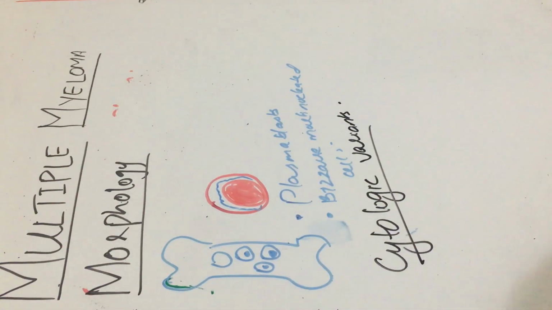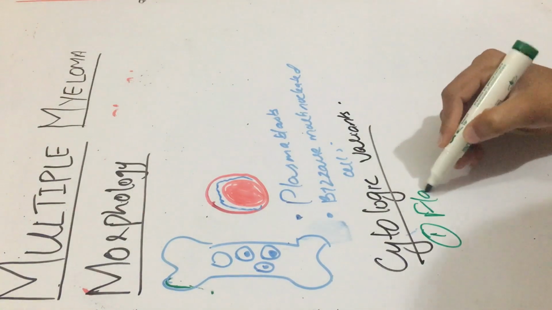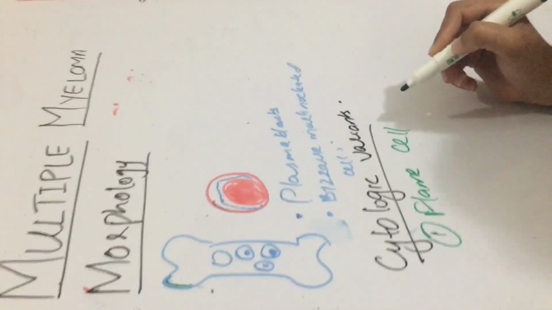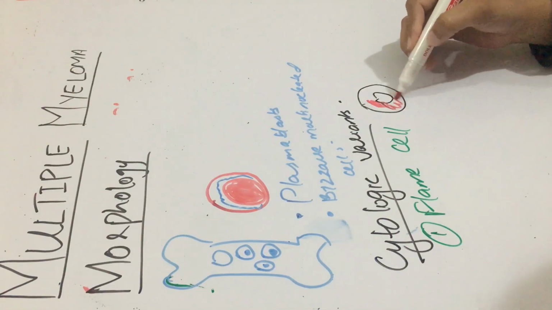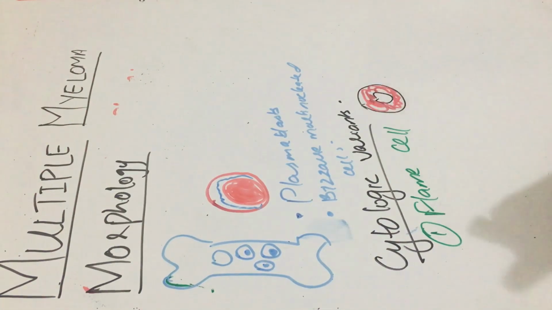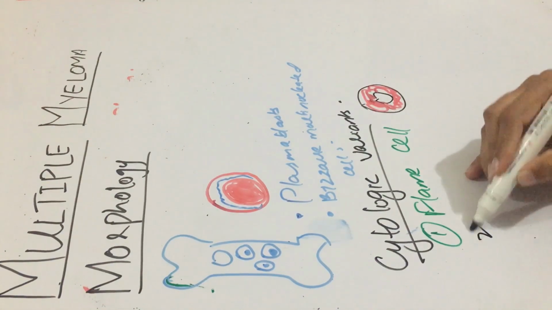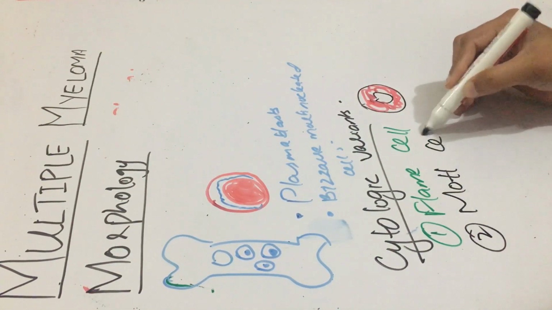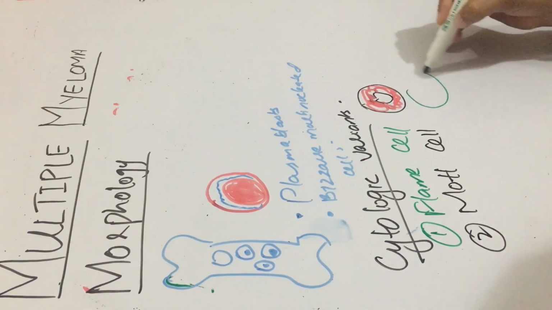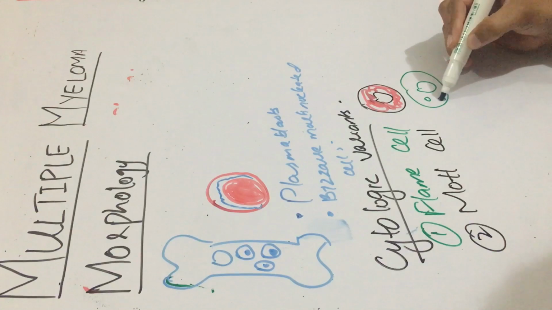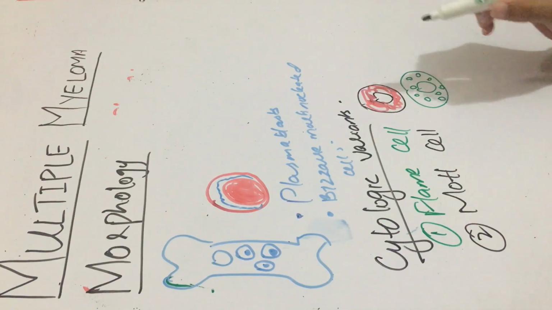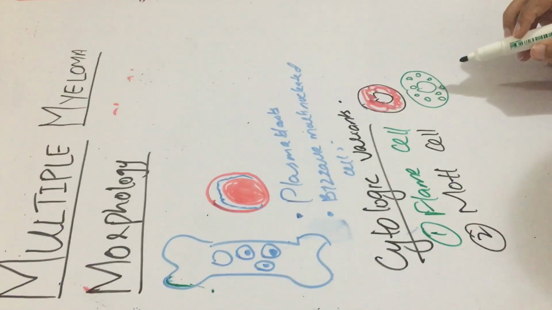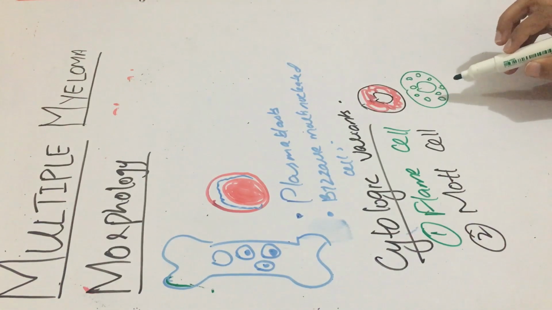The first is the flame cell. Why is it called a flame cell? Because you will see the cytoplasm is very red. That's why it is called the flame cell. The second variety is the mott cell, and the mott cell is due to the accumulation of excessively synthesized immunoglobulins in vacuoles. So there would be many empty spaces in the cell, like it has been eaten up by an insect. That's why it is called the mott cell.